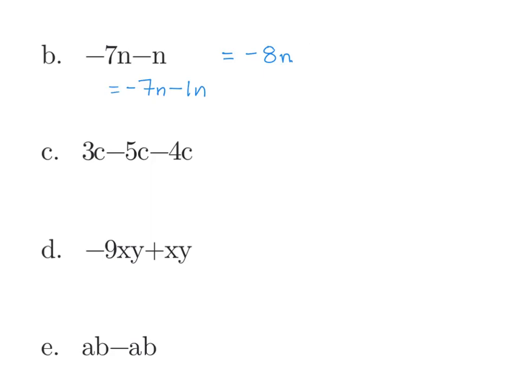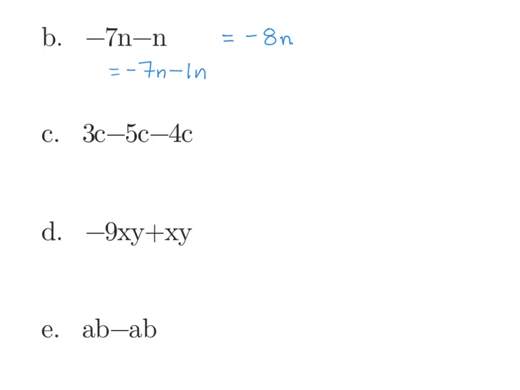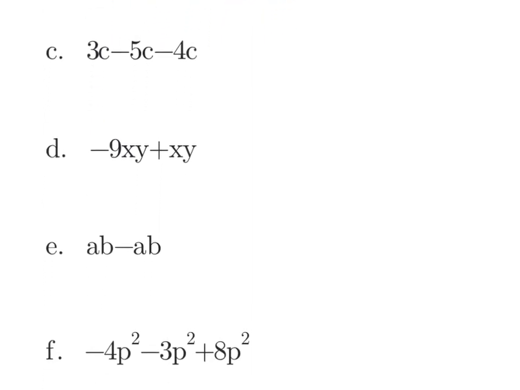We end up with negative 8n. All right, example C. We have 3c minus 5c minus 4c. I'm going to go ahead and combine my negatives first. Negative 5c and negative 4c, we have same signs, so I'm going to add and keep the sign. Keep the variable, we get 3c minus 9c.